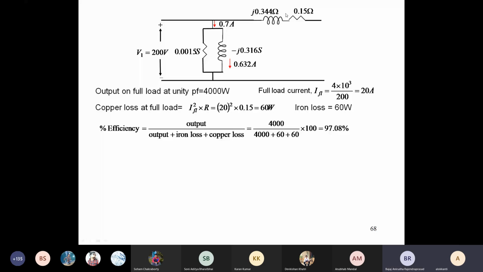Yes, sir, but 0.7 ampere is also flowing through the parallel branch. Yeah, but we are only concerned with finding out what is the copper loss. So for the copper loss, 19.3 ampere is only doing that now. 0.7 ampere is not doing that copper loss, no, sir. Now, where are you getting 19.3? This is basically the 20 ampere flowing through at the secondary.